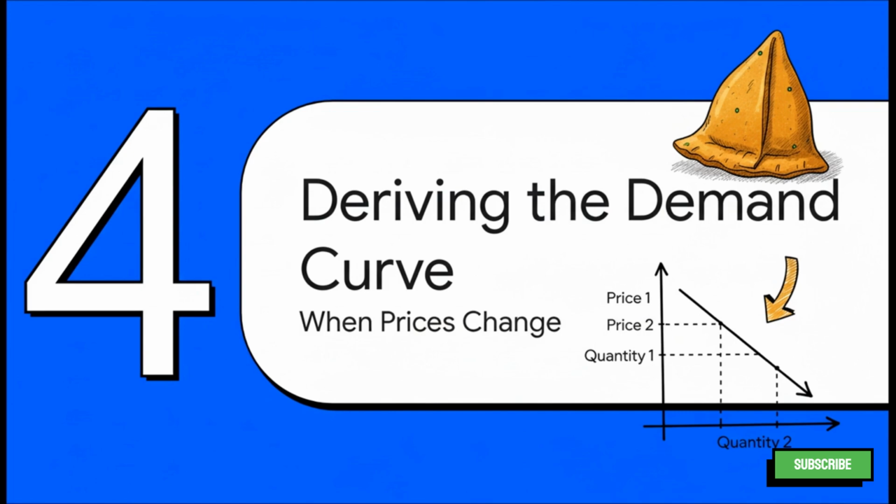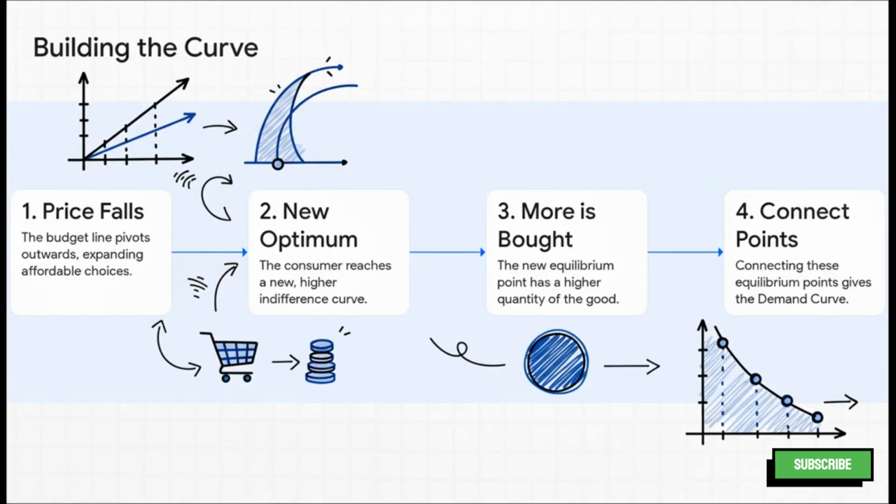Because by answering that one question, we can actually build one of the most fundamental concepts in all of economics, the demand curve. So here's how it works step by step. First, when the price of a good falls, your budget line actually swings outwards. Why? Because your purchasing power just went up. You can suddenly afford more stuff. Second, this lets you jump to a new, higher indifference curve, which means more happiness. You find a new sweet spot, a new optimal choice.